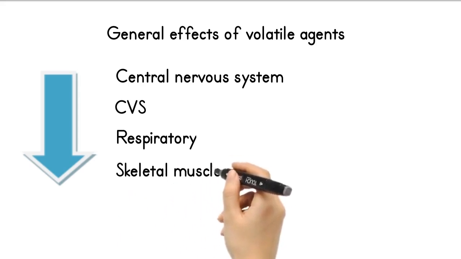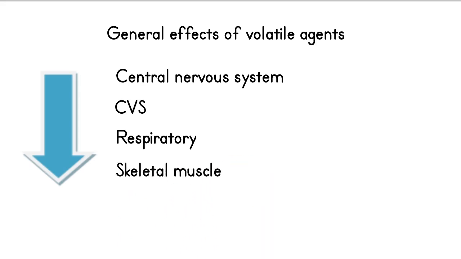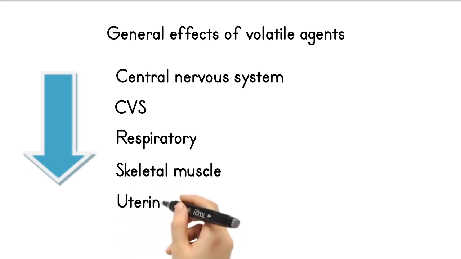They cause skeletal muscle relaxation and potentiate muscle relaxants, and they cause relaxation of uterine muscle above 0.5 Mach concentrations. So they should be used cautiously in women at caesarean section or, say, retained placenta after delivery, as they can prevent the uterus contracting and impair hemostasis.